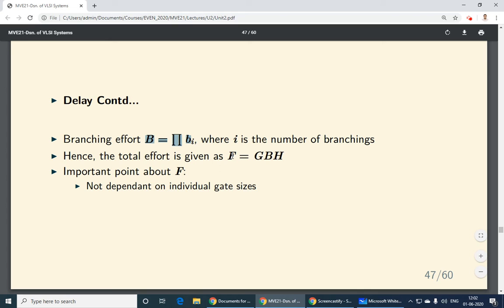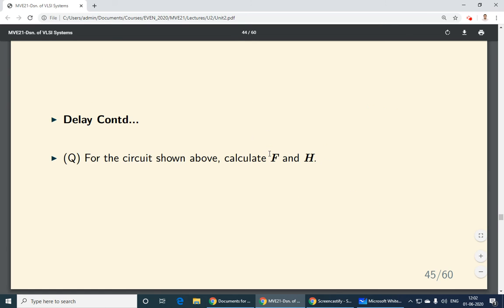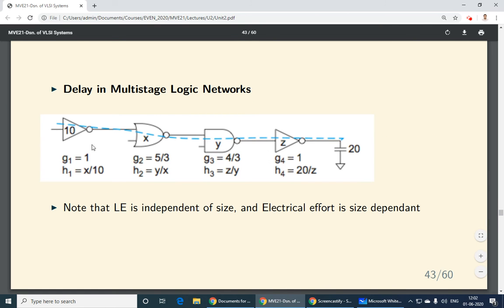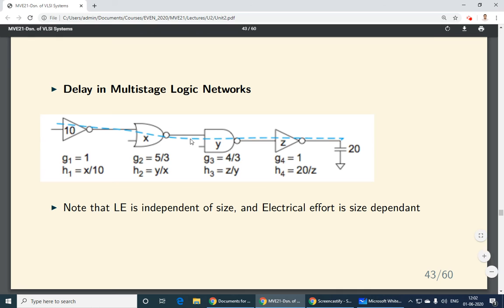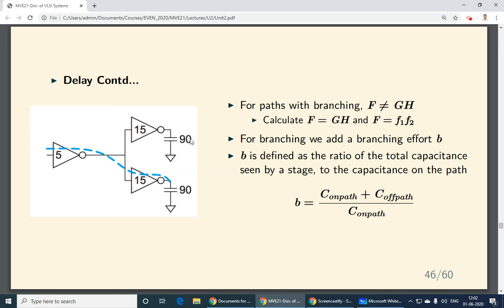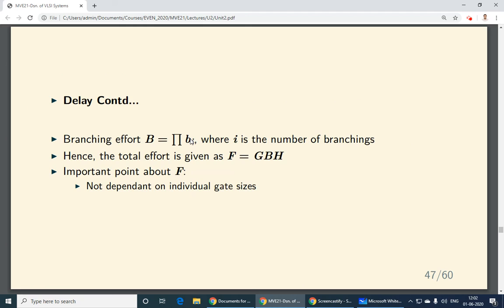And this is your new equation for effort, G into B into H, and this is what you have to use every time, not just GH. If there is a branching, then we have to calculate B also. In the previous example there was no branching, so capital B was 1. There is no need to put that in the equation, but whenever you have a branch like this, if you don't use it, it will give you an error. You will not get the correct answer. You have to account for this branching also by what is called the branching effort, capital B.